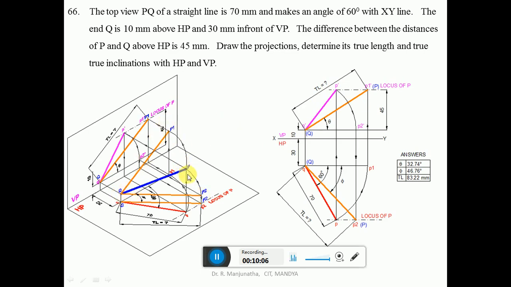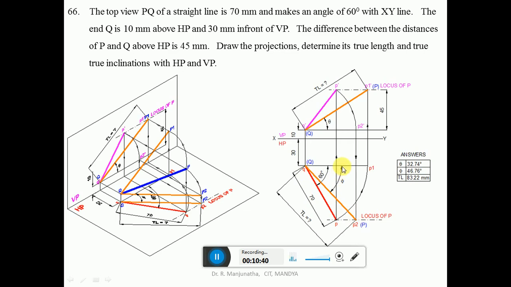When it is done and you look from the front view, the image will be from here to here, which has been rotated. With Q dash as center, using the compass, measure the distance from Q dash to P dash and draw an arc such that P2 dash is above HP by 10 mm and Q dash is also above HP by 10 mm. So now Q dash P2 dash is the line which is parallel to HP. When you project to the top view, Q is here and P2 cuts the locus of P in the front view. So join Q and P2 a little bit thicker than the projector line.